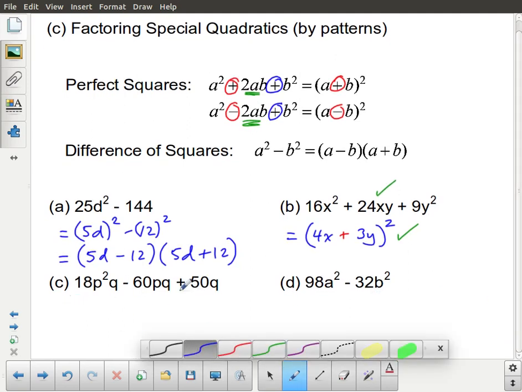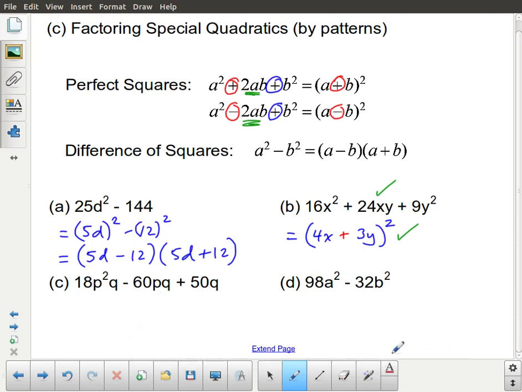Now, what about these ones? Well, in these cases, the number 18 is not a perfect square. I've got 3 terms here, but 18 is not a perfect square. But don't neglect the idea of common factors. It turns out that, well, 18 is divisible by 2, and that turns it into 9, which is a perfect square. 60 is divisible by 2, and 50 is divisible by 2. That turns it into 25, which is a perfect square. So I can take out a 2.